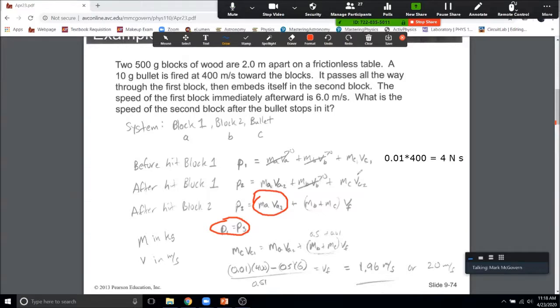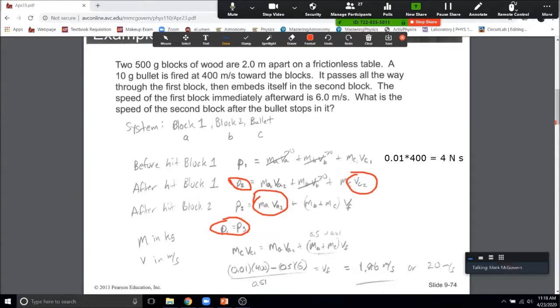Now, by the way, it didn't ask me in this problem, but I could actually figure out how fast the bullet was going after it went through the first block. It wasn't asked for in the problem, but it's something that we could do. Ultimately, I didn't really need to characterize the momentum at the intermediate step, but I'm just doing it because you can, and if that's something you needed to do, then you can work that out.